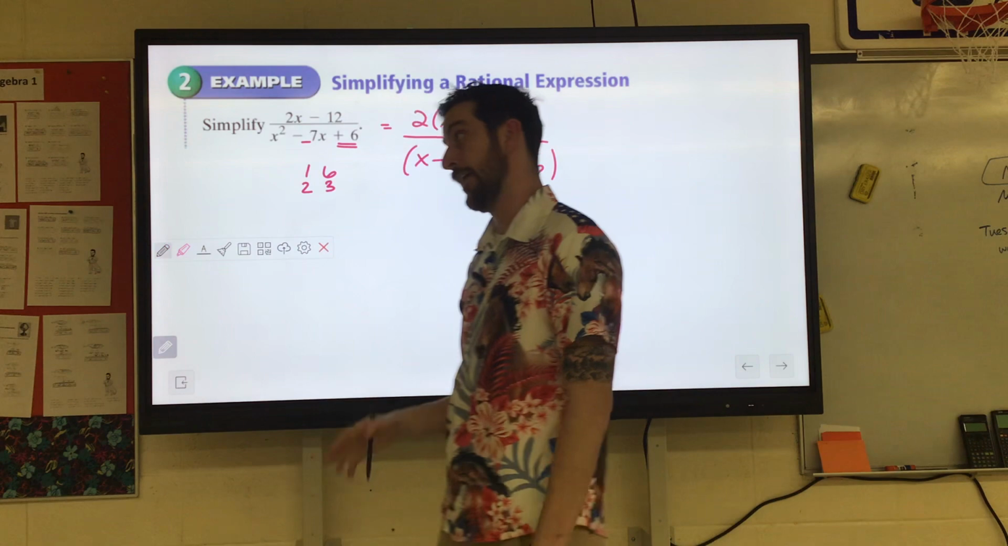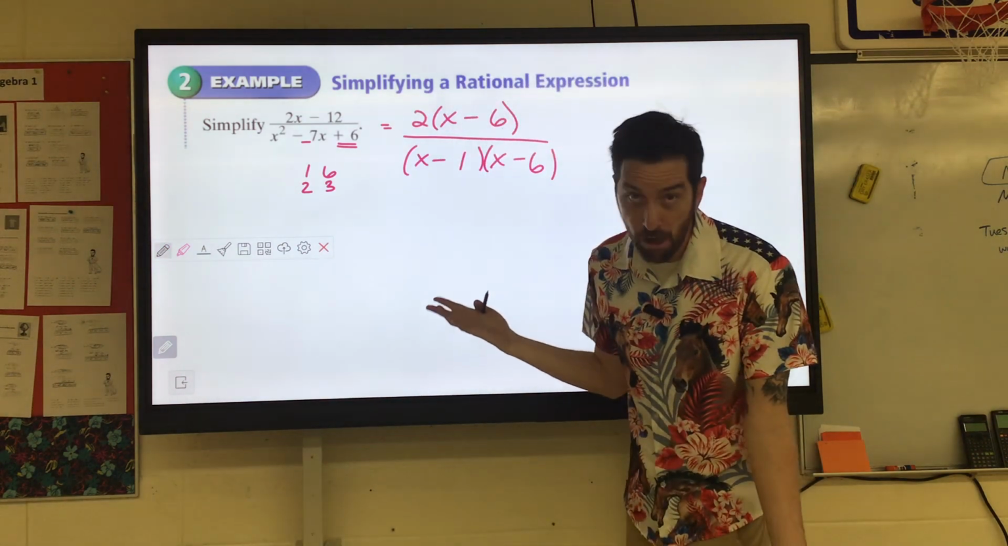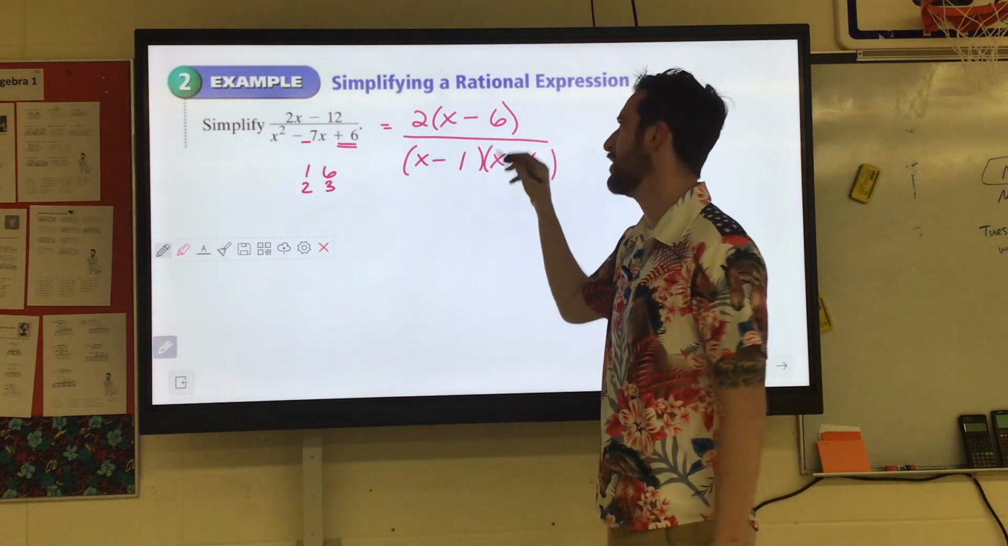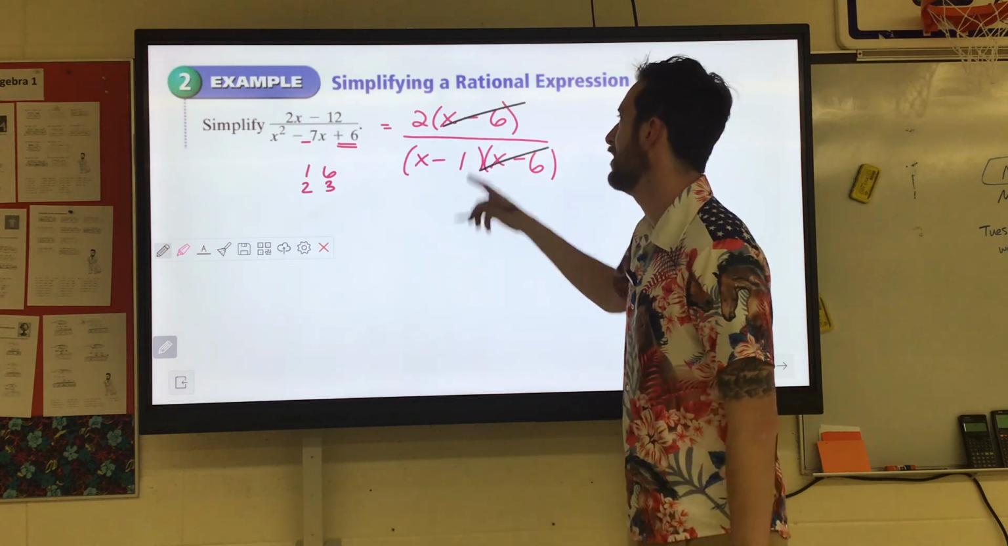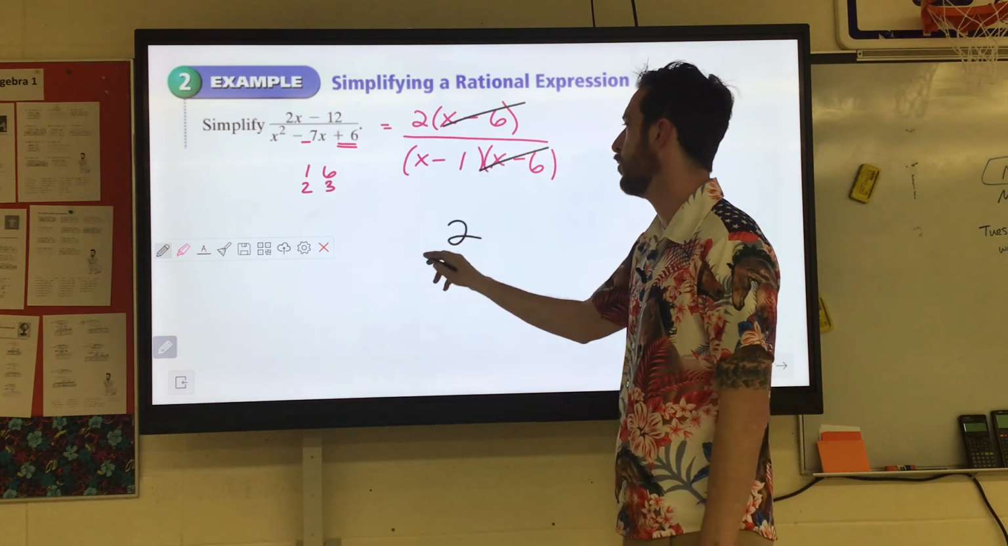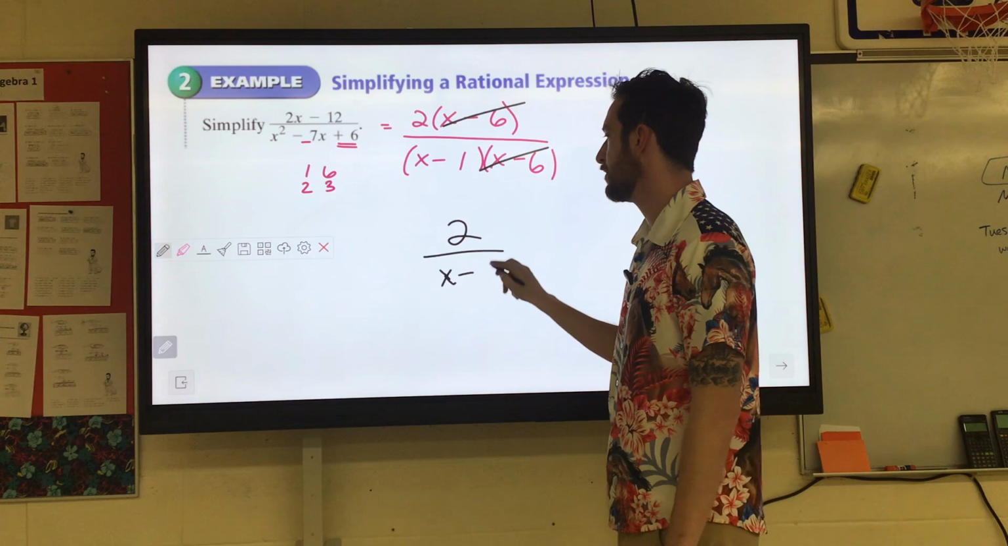Now, do you see anything that might cancel out? Look, they both have an x minus 6. Get rid of them. All we have left in the numerator is 2. All we have left in the denominator is x minus 1.